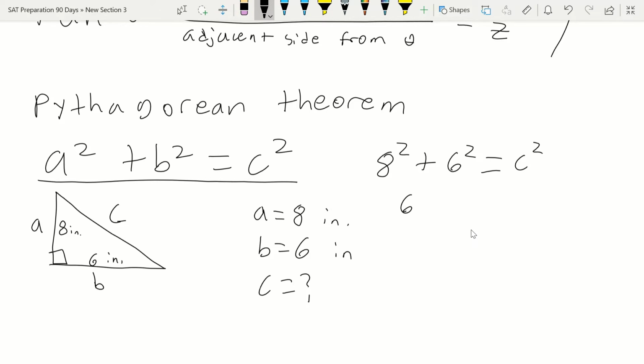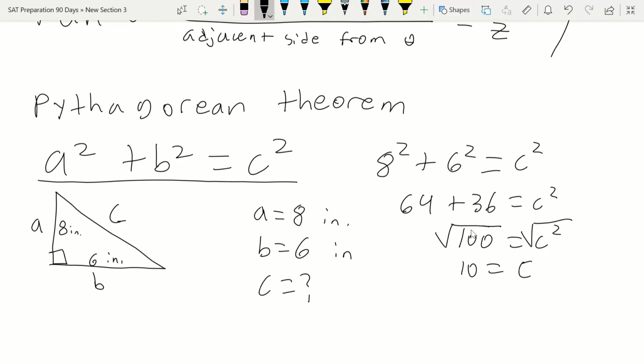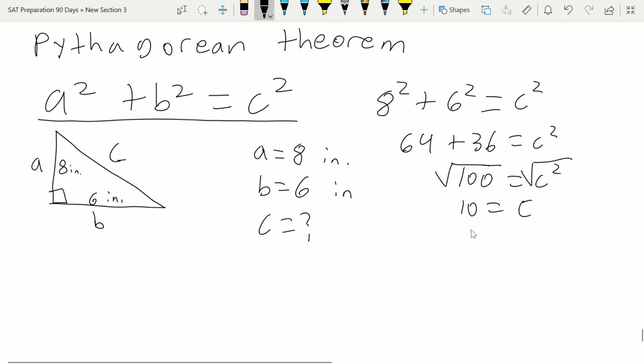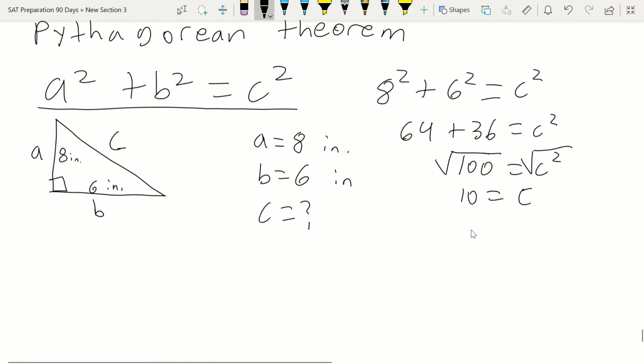So 8 squared is going to give us 64. 6 squared is going to give us 36. And that's going to equal c squared. We know that 64 plus 36 is going to be 100. So 100 is going to equal c squared. We're going to take the square root of each side, and we see that the square root of 100 is 10. So we know that c then would equal 10. All right, so that's your Pythagorean theorem. So that's for that right triangle right there. We did that 8, that 6, and we found our answer.